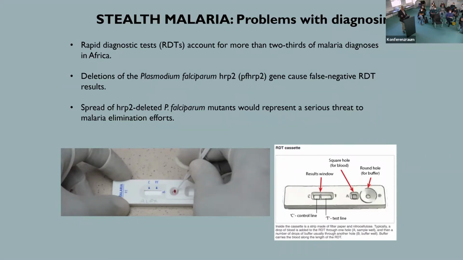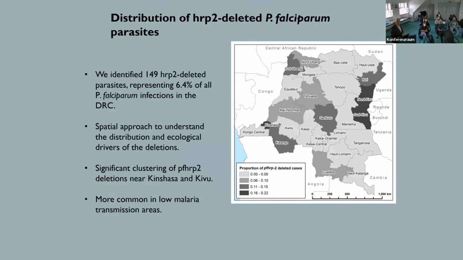Okay, and a serious threat to malaria elimination, right? So we took, this is kind of an old slide, but we have a much larger study now. This is a random selection of those blood spots, and we found that 6% of all of the infections in the Congo have HRB2 deletions, and so we'll get false negatives.